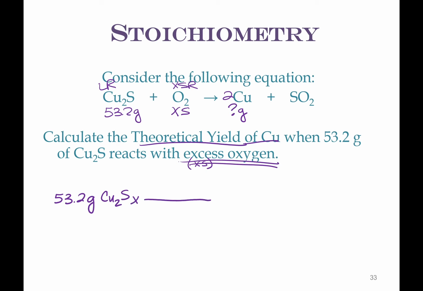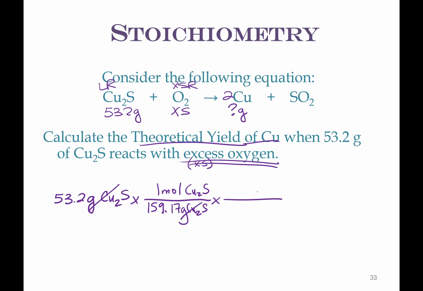Okay, we need to go from grams to moles. So we need to go from grams of copper(I) sulfide to moles of copper(I) sulfide. So we need to get our periodic table out and calculate the molar mass, which is 159.17 grams of copper(I) sulfide. Now you should be calculating these as we go throughout, so you need to practice this. So we pause it, calculate it, and then come back and check your answers.